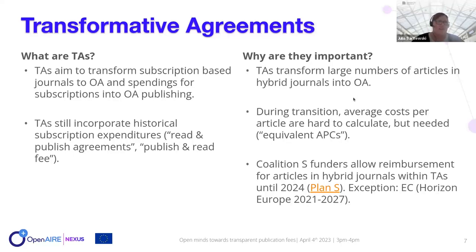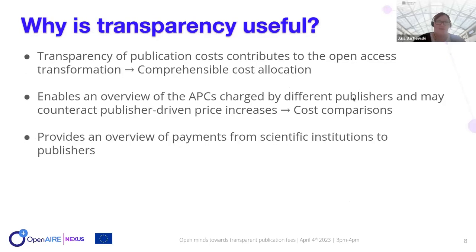And I think that will do for a little overview. So the next question is, why is transparency of these costs useful? On a larger scale, one can argue that transparency of publication costs contributes to the open access transformation in general, as it enables a comprehensible cost allocation. So monitoring and steering of the open access transition requires solid data on payments. Good and transparent data enables cost comparisons between publishers, which may counteract publisher-driven price increases. Moreover, one can say it provides an overview of payments from scientific institutions to publishers in general.